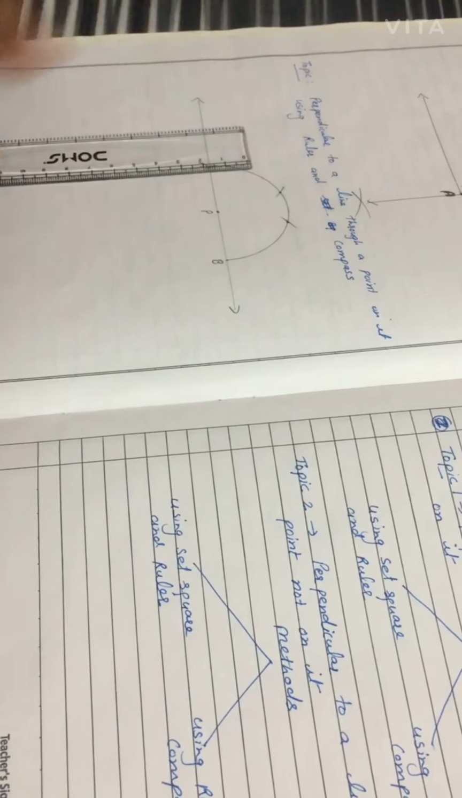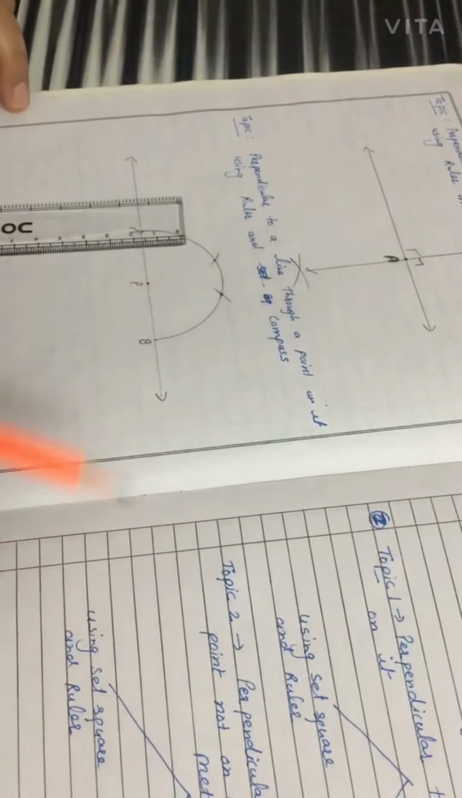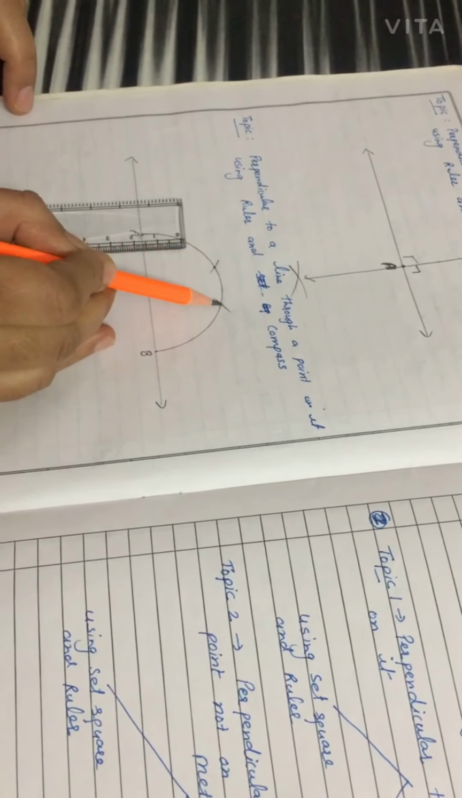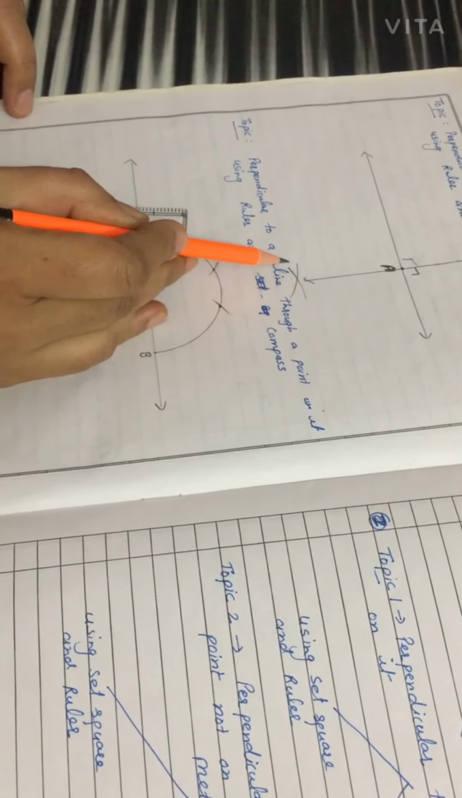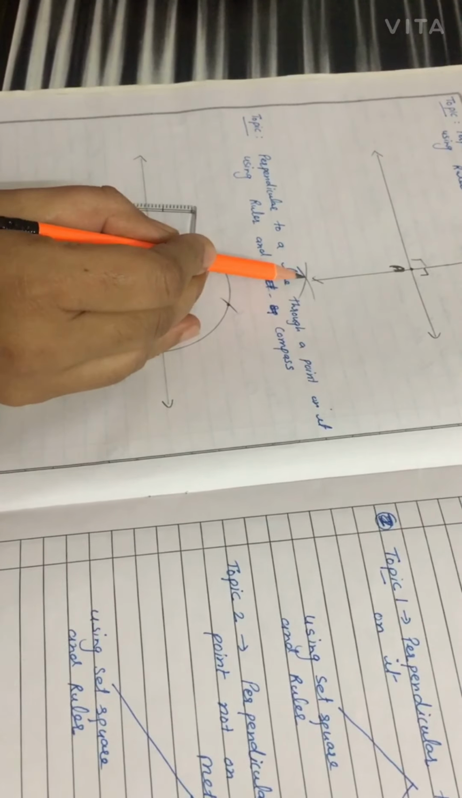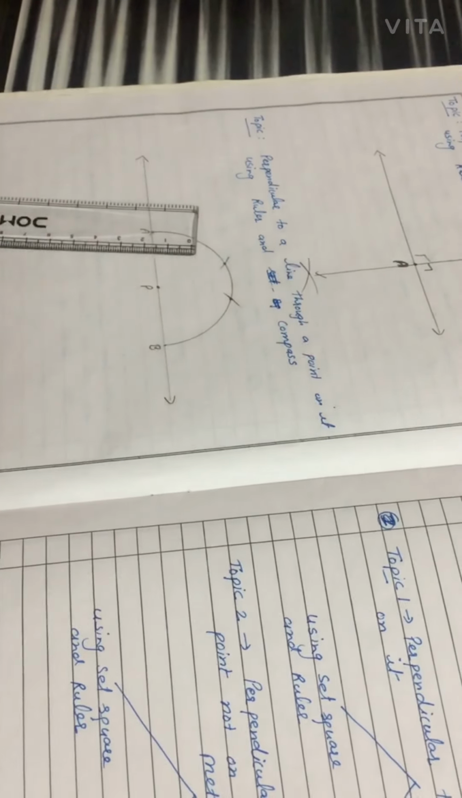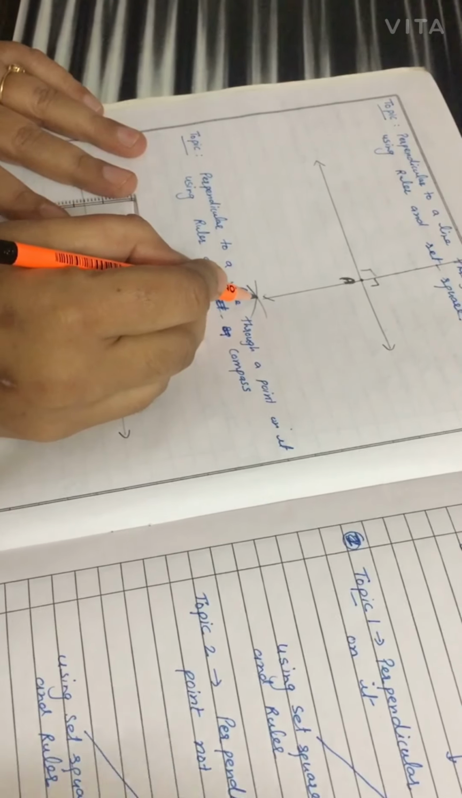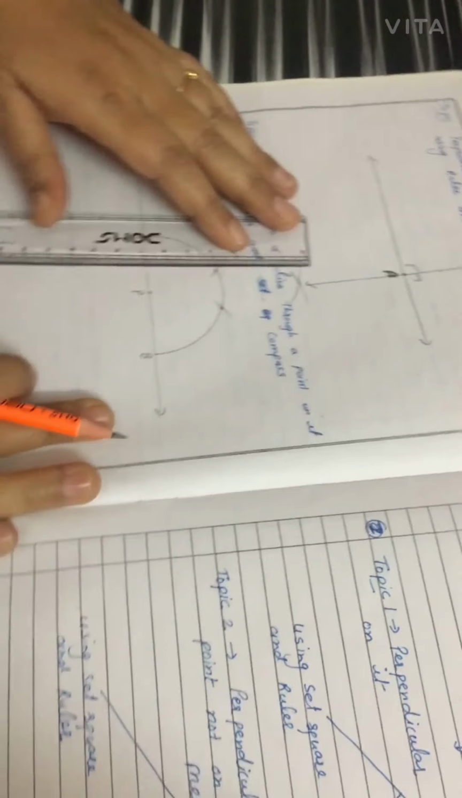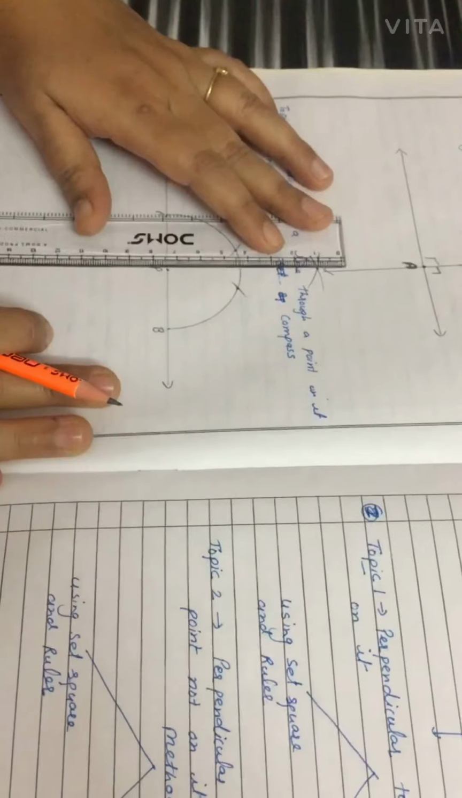Now we will get this type of arc. After keeping the compass on these points, we will give the arcs like this, and we will get the intersection point of these two arcs here. Join this intersection point to the point P.